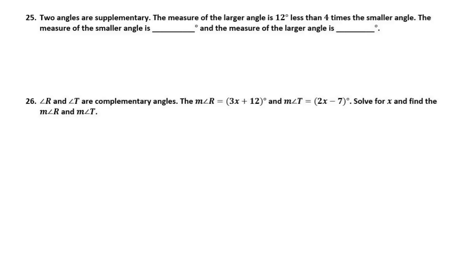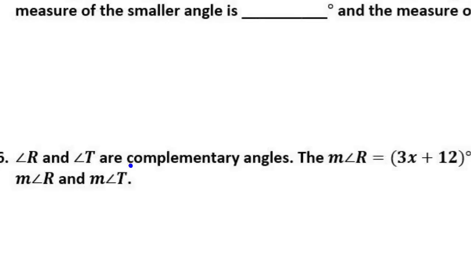Says angle R and angle T are complementary angles. So we learned about complementary and supplementary angles in this module. One of them adds up to 90 and the other one adds up to 180, and it's really important that we get this straight so that we don't set up our equations the wrong way.